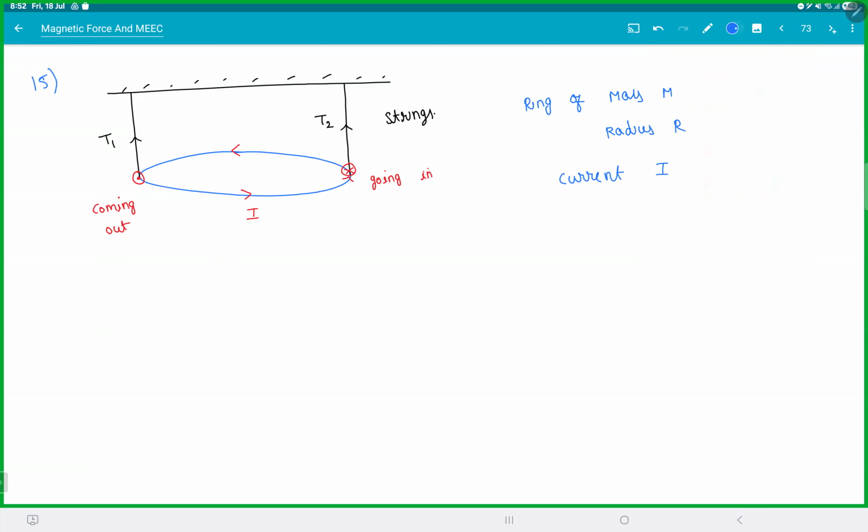There is also a magnetic field B. Now you switch on the magnetic field. Gravity is also there. So something happens. Because of the current loop and the magnetic field, this ring will try to rotate. But because gravity is there, it doesn't rotate. But this changes the tension. So find T1 and T2, the tensions in the strings, if the ring is at rest in the horizontal position.